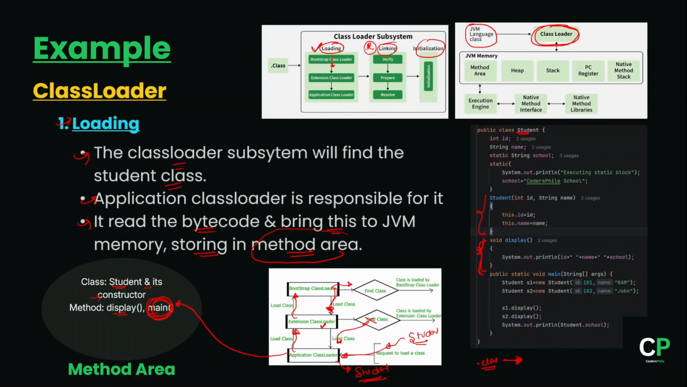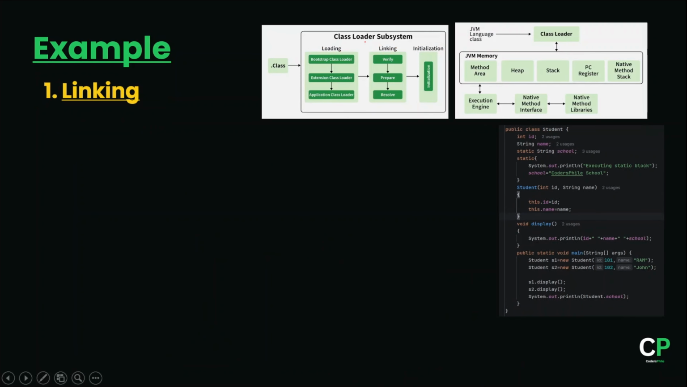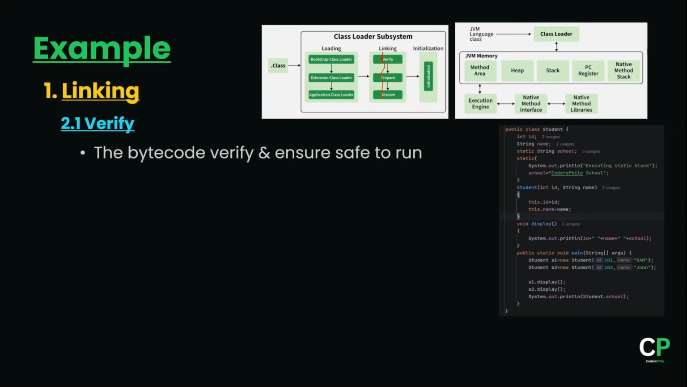Now let's move to the second phase, what happens in the linking phase. In the linking phase there are three sub-steps. First one is verification, second one is preparation, third one is resolution. First let's see the verification phase. In the verification phase, the JVM will verify the bytecode and ensure that this bytecode is safe to run.